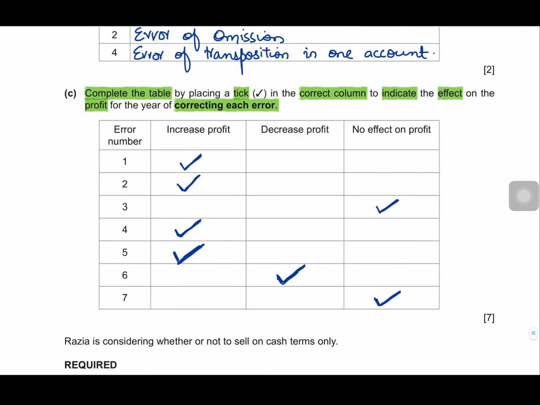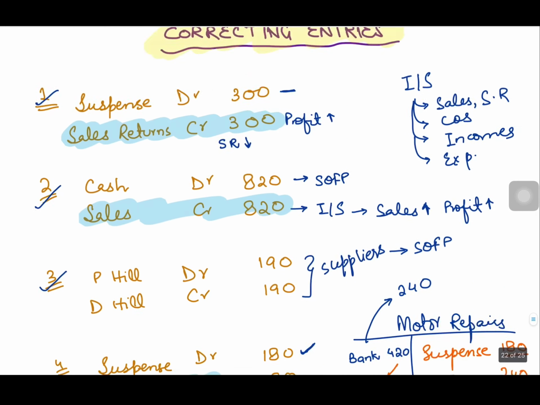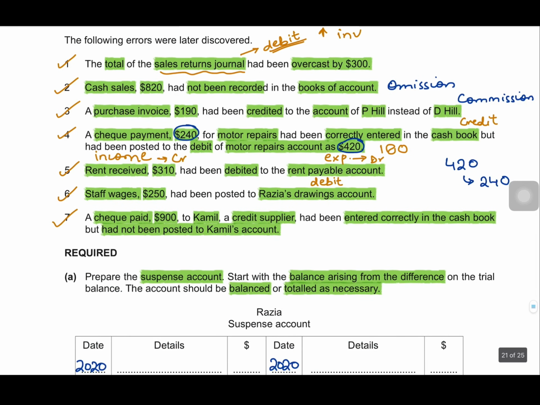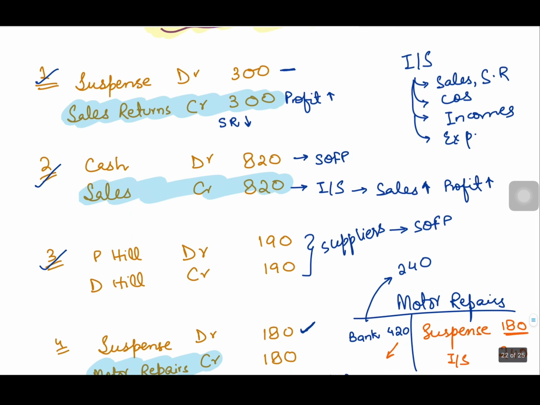So this is a very easy method to identify whether your profit will increase, decrease, or there will be no effect. That is by doing it from the correcting entries. So while reading the errors, start making the correcting entries in a proper way, so that if you have to find out the effect on profit, or even if you have to correct the profit, right, sometimes the draft profit is given to you and you have to find out the corrected profit, you will use your double entries in order to solve that part.